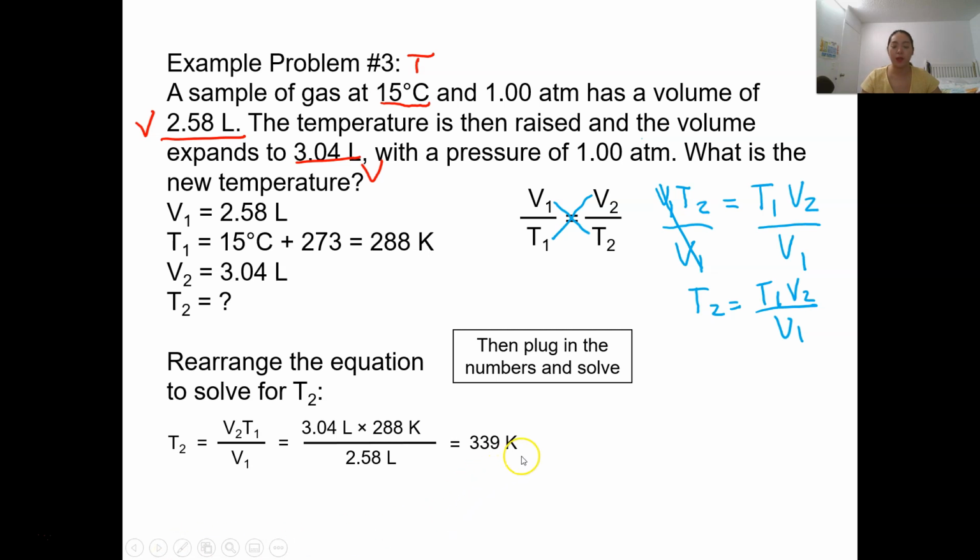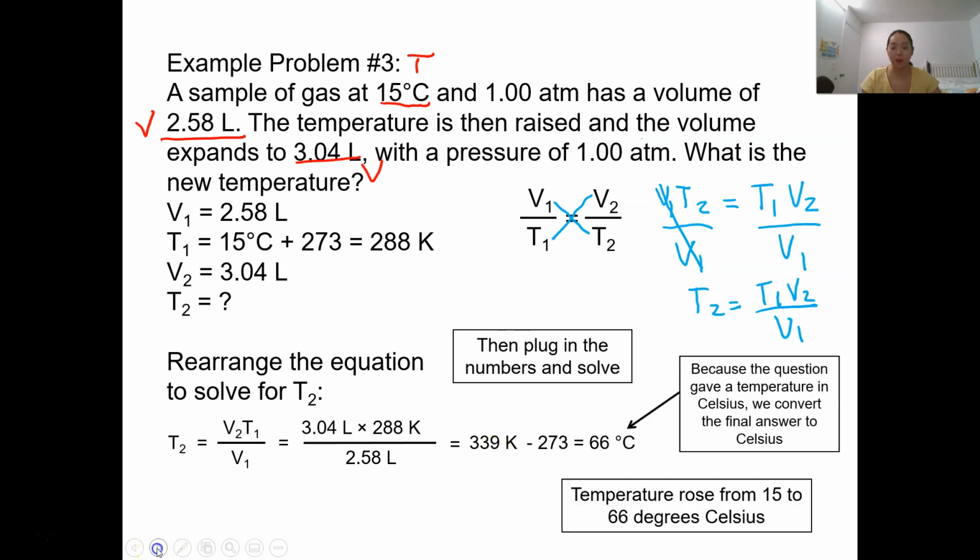Now keep in mind that even though this answer is in Kelvin, the temperature you were given at the beginning is in Celsius. So what this means is that you're going to have to convert this back to Celsius. And you're going to do that by just subtracting 273, giving you 66 degrees Celsius. And this is very important to remember: whatever unit of temperature you were given in the beginning, you need to have that same unit of temperature at the end.